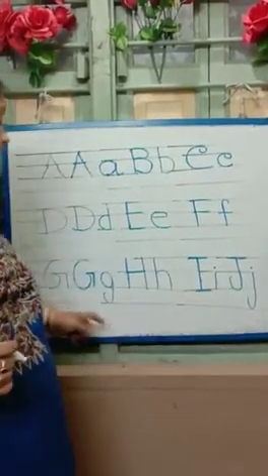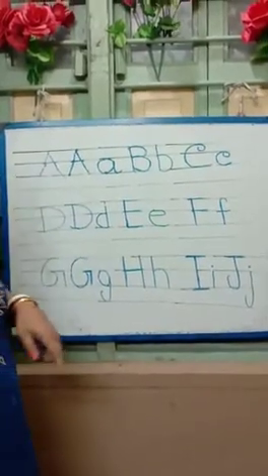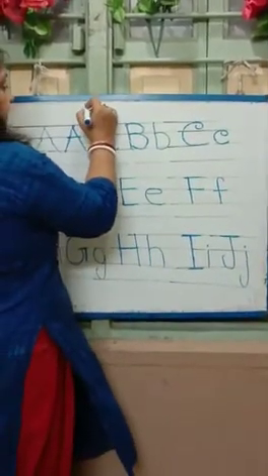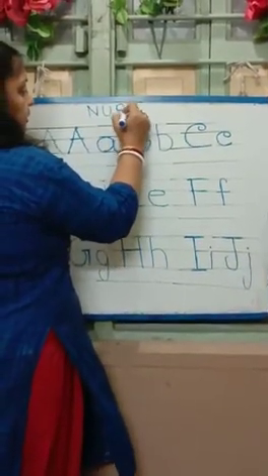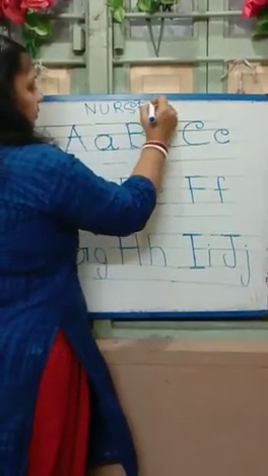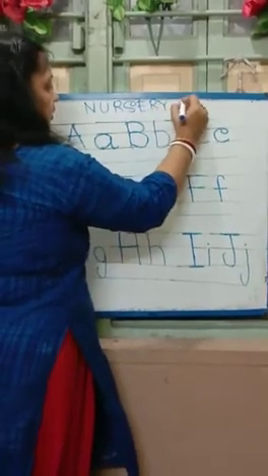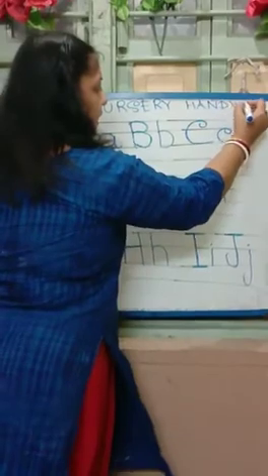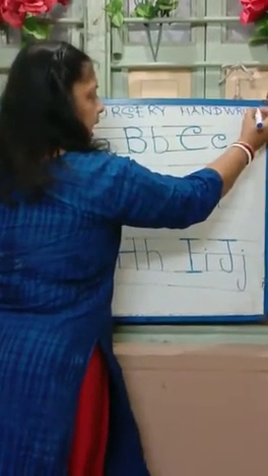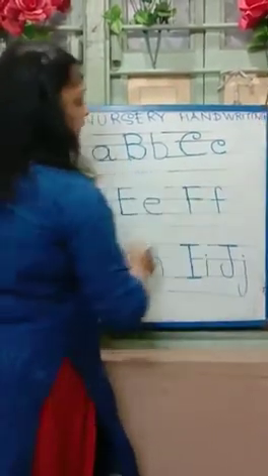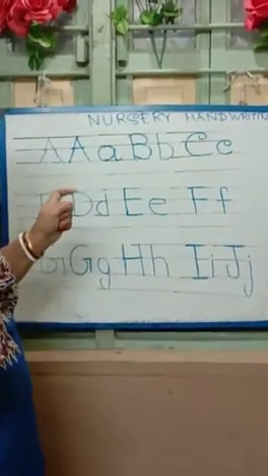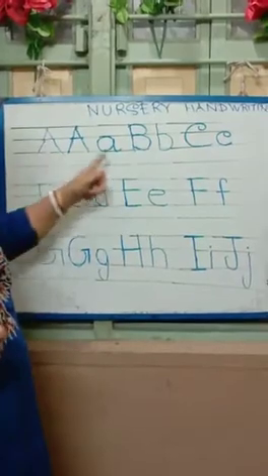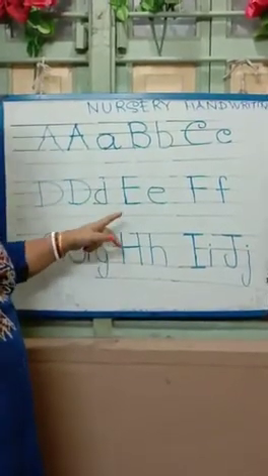So, like this you have to follow the lines and do the handwriting. This is your nursery handwriting class. Do properly, enjoy your writing and follow the lines and write nicely. Many letters have been taught over here. Follow the capital letters and the small letters and follow the lines and do like this.